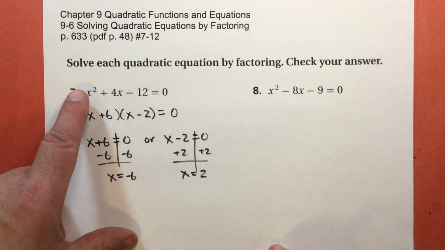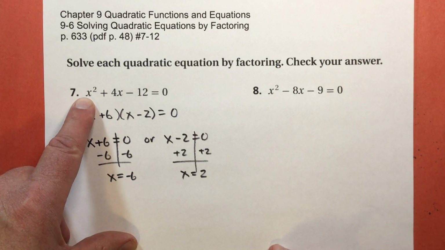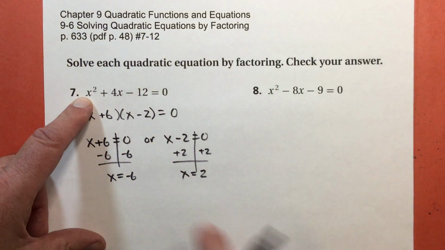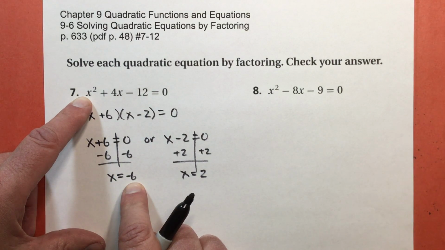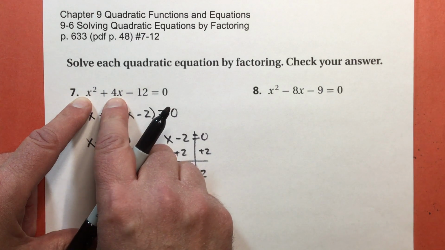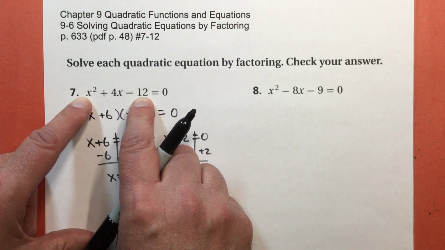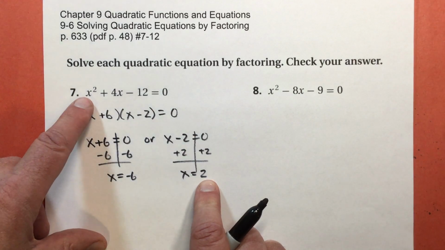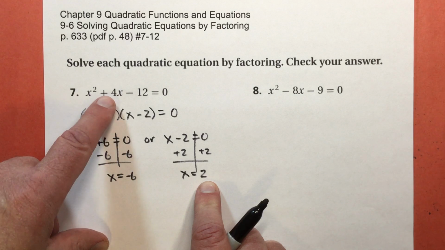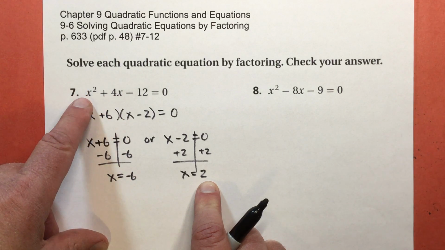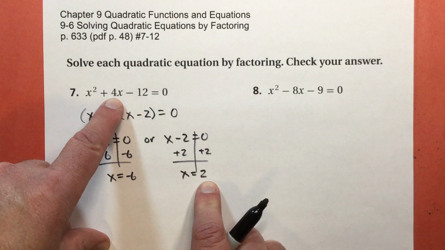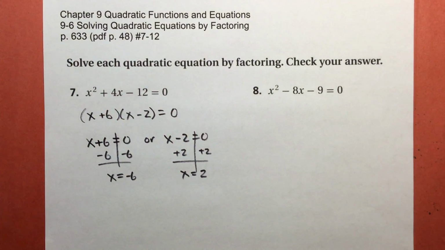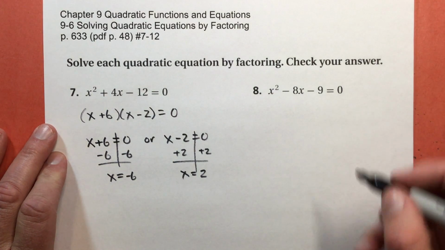Let's try negative 6. Negative 6 squared is positive 36. 4 times negative 6 is negative 24. Negative 24 subtract 12 is negative 36. 36 subtract 36 equals 0. So that works. For 2, I get 2 squared, which is 4. 4 times 2 is 8. And 4 plus 8 equals 12. 12 subtract 12 equals 0. So both of them work. I'll leave the check for you, since I'm making a video and I'm trying to not make it run too long.